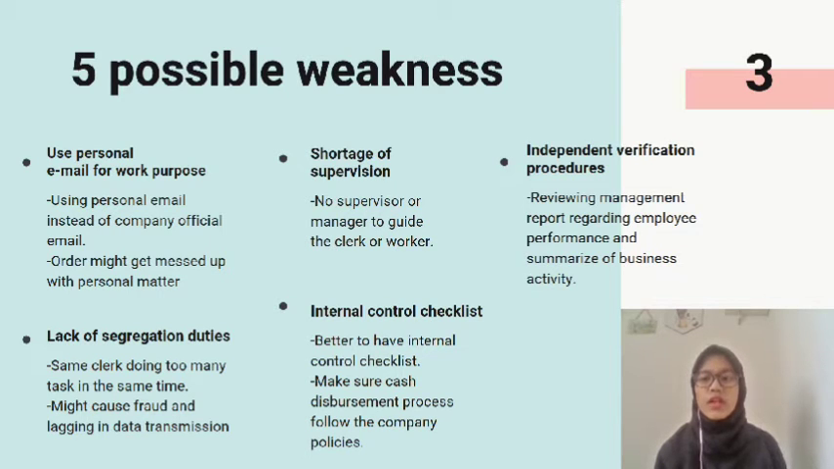And then Sampin and Songket Enterprise is better off having an internal control checklist. This is to make sure that the cash disbursement process follows the company process. And the last one is the independent verification procedures. This is for reviewing the management report regarding the employee performance and a summary of their business activity.